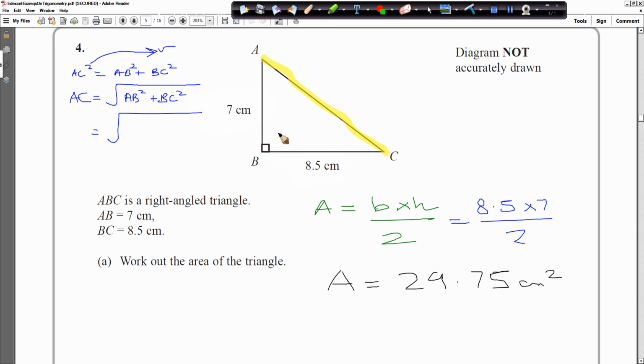So AB, what is AB? AB is this one here, which is 7 squared. And then BC is this one here, which is 8.5 squared. So we put that into the calculator.